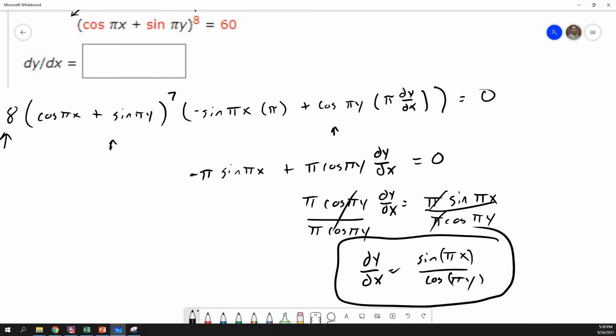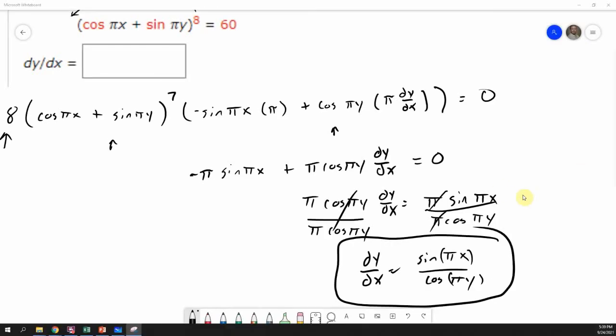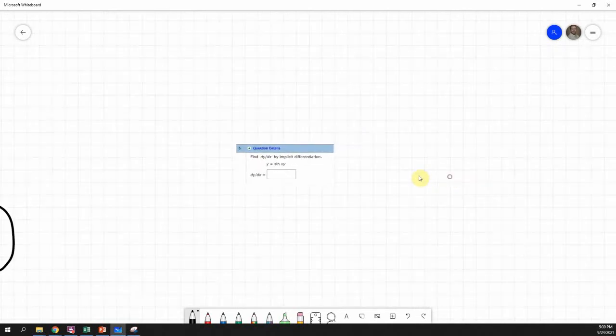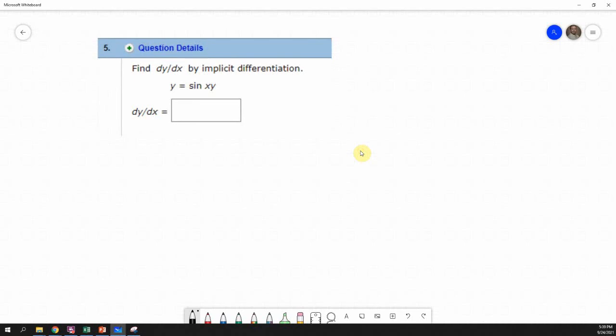Number 5. All of these 2.5 ones are implicit differentiation. And this one's actually a little bit easier in my opinion. y equals sine xy, so we're finding dy dx. So we take the derivative of both sides. The derivative of y is dy dx.